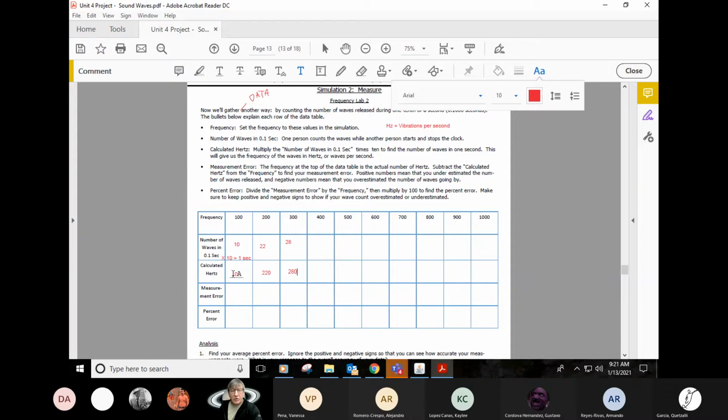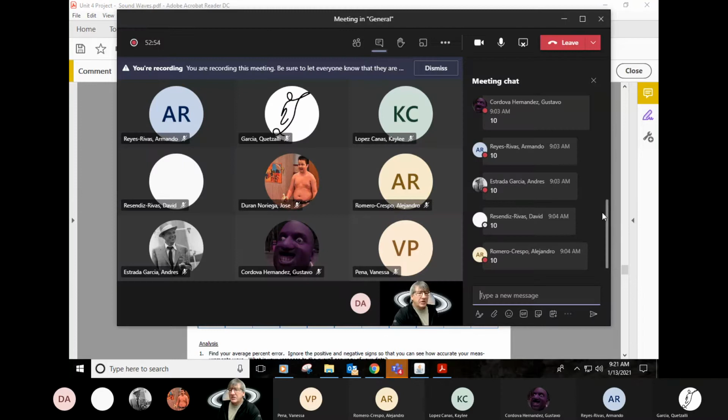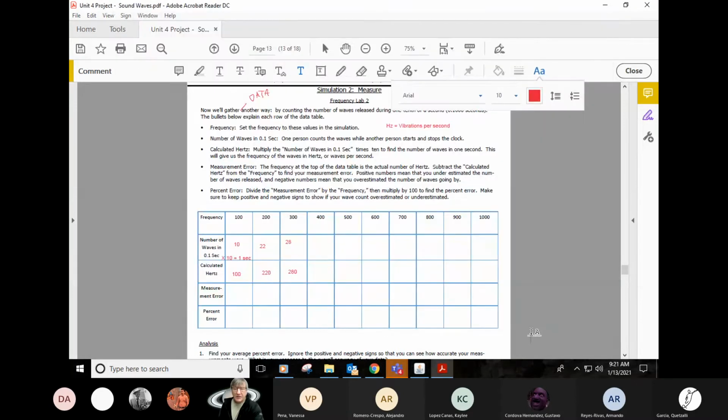All right. So while most people are working on this, maybe you need me to redo a particular value. Tell me how many hertz you need me to redo if you're missing something. Otherwise, just go ahead and fill in this row. And then give me a thumbs up when you're done with that row.